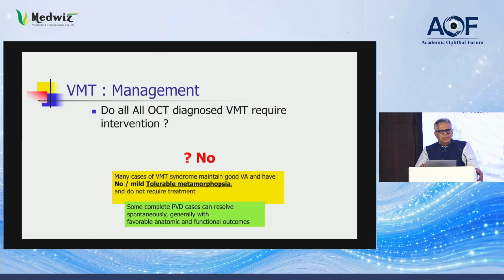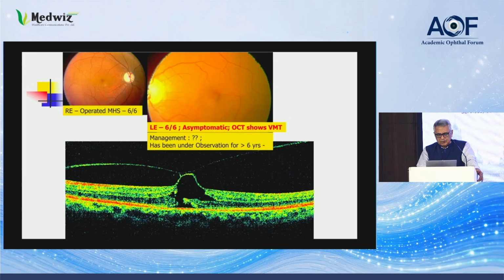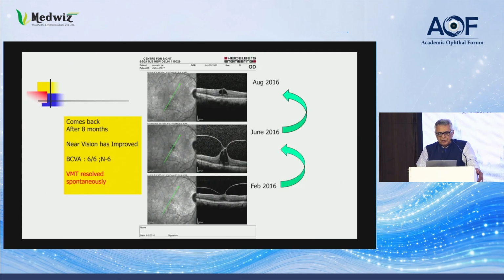And sometimes complete PVD can happen on its own also. So this is one example. Right eye, we operated with successful macular surgery, but this is the OCT of the left eye. We in fact made the patient aware that you have some kind of VMT, but the patient did not require surgery at all. So this patient we were following up. You see, from February 16 to June, there was worsening of traction. So we motivated the patient for surgery, but before surgery, God was kind and this VMT spontaneously regressed, and the patient had recovery back to 6 and 6 also.